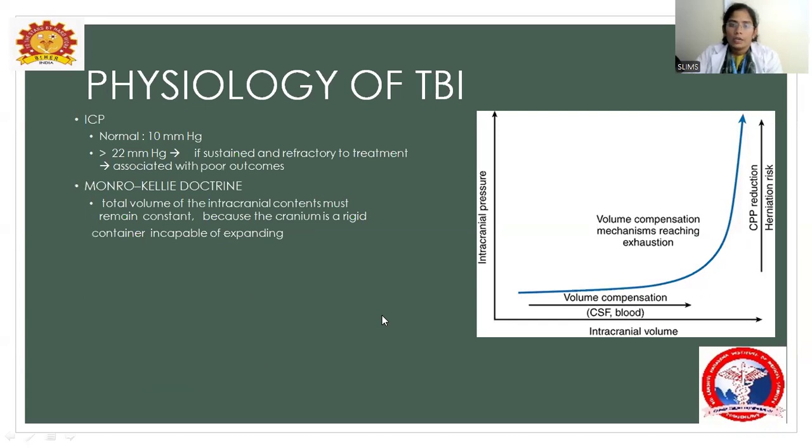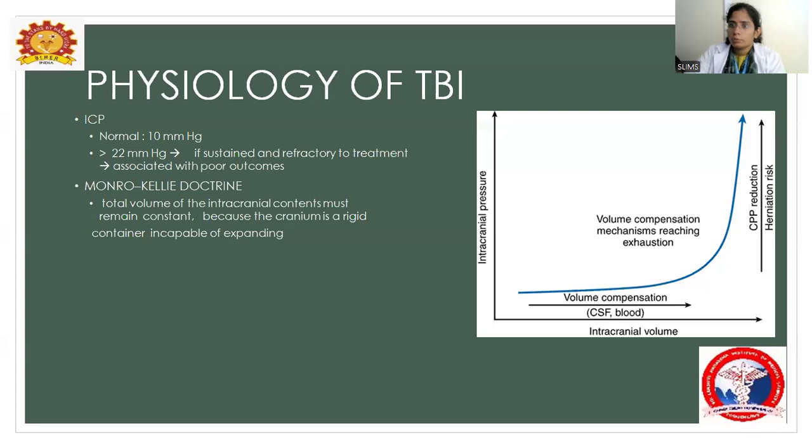So, in physiology of traumatic brain injury, normally the intracranial pressure is about 10 millimeter of mercury. When it is more than 10 millimeter of mercury, we are classifying it as increased ICP. When the ICP is as high as 22 millimeter of mercury, and if it is sustained and refractory to treatment, it is usually associated with poor outcomes because such sustained ICP will result in herniation of the brain.